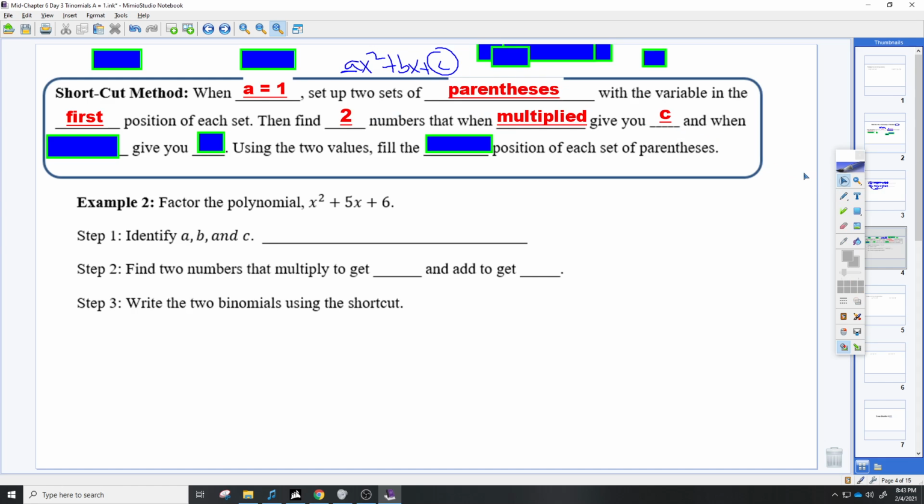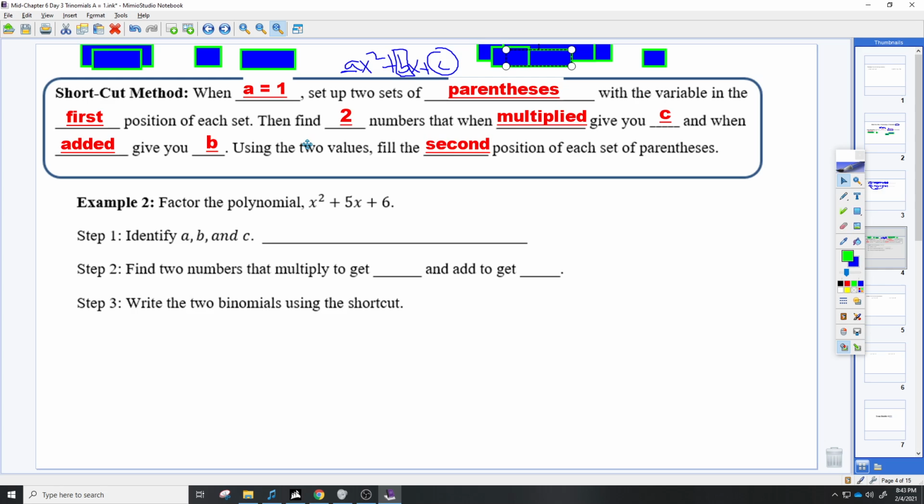So we're going to look at this last number, figure out what two numbers multiply to give you C. But those two numbers also have to add together to give you B. So it's kind of like a little math game. You have to figure out what two numbers you can multiply to get C, but they have to add to get B. Once you find that combination, and you know the two numbers, you use the two values to fill in the second position of each set of parentheses.